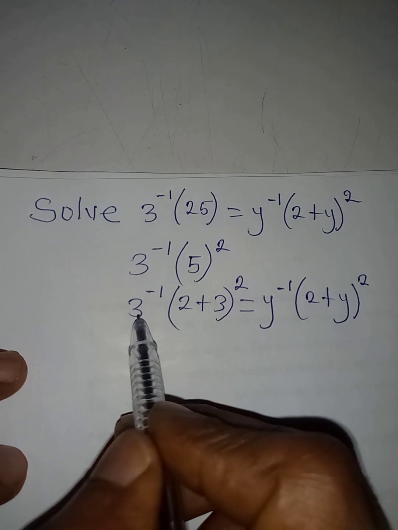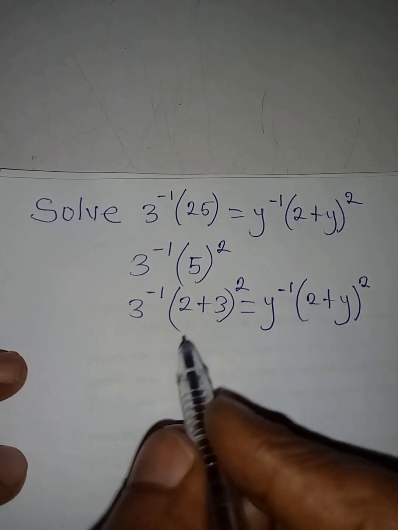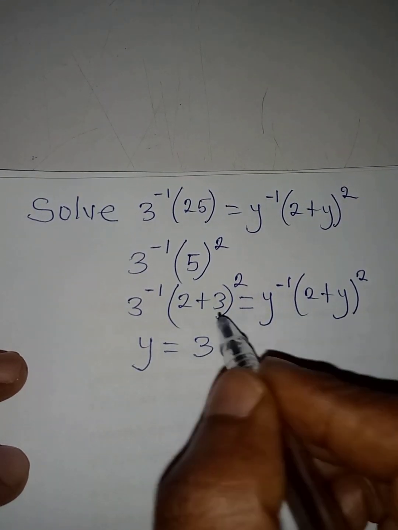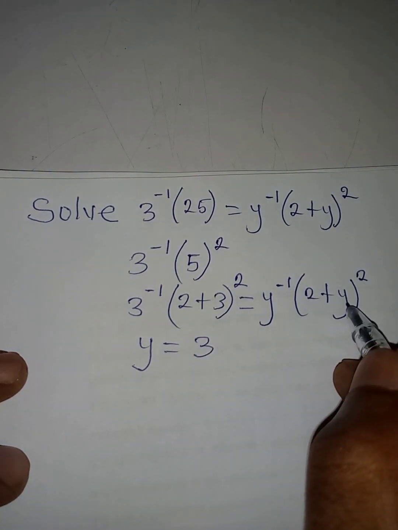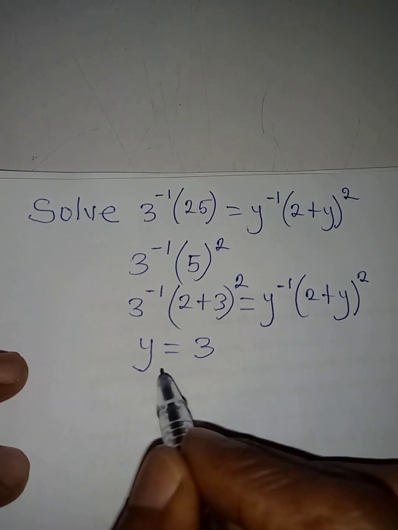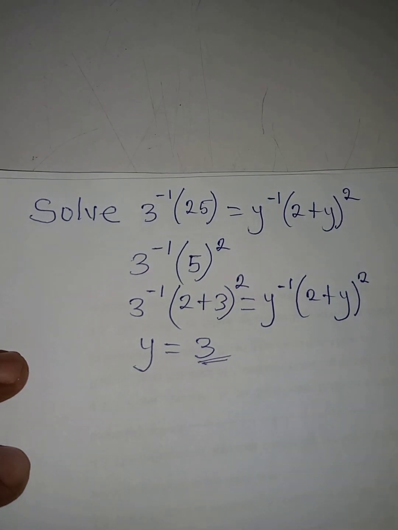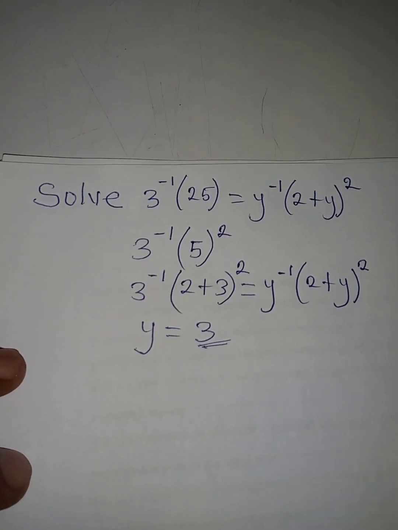Now, let us compare. If you pick the first term, we have 3 to the power negative 1 and here we have y to the power negative 1. That means that y is 3. If you go to the second term in the bracket, we have 3, so that means that y is also 3. This is correct, but not a complete solution. Now, let us go over to how we will get the complete solution to the problem.